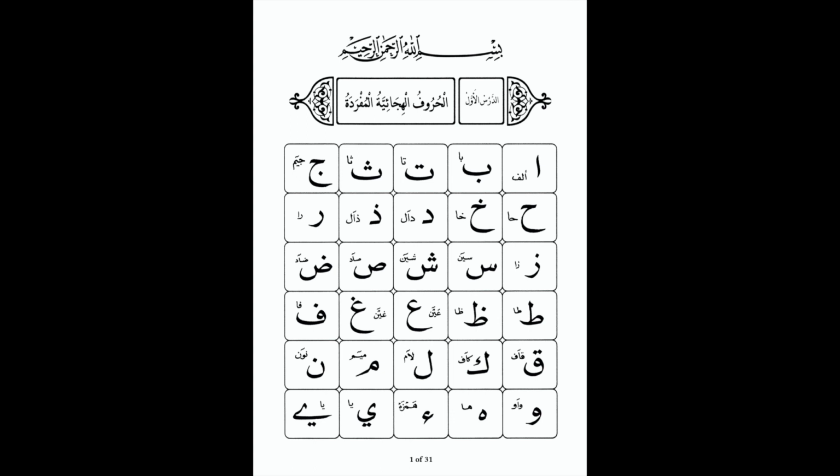Lam. Mim. Noon. Waw. For the waw, your two lips should project forward and start from there. Then it becomes tarqiq, like spreading your lips, then come back again to the same place, projecting your two lips forward. Okay. Waw. Okay.